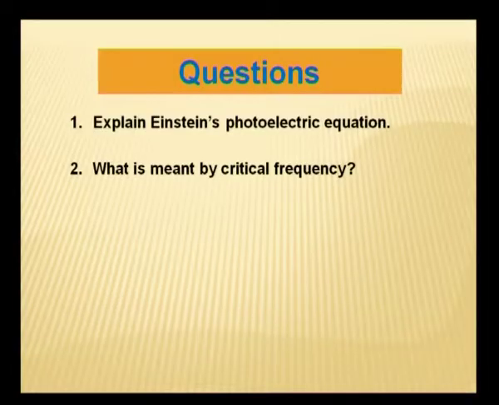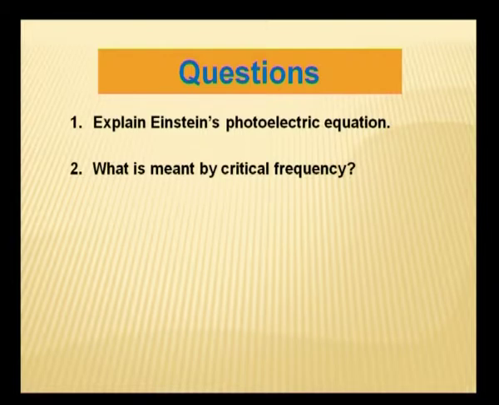Let me now pose a few questions to you with regard to this lecture. Question number 1, explain Einstein's photoelectric equation. Question number 2, what is meant by critical frequency.